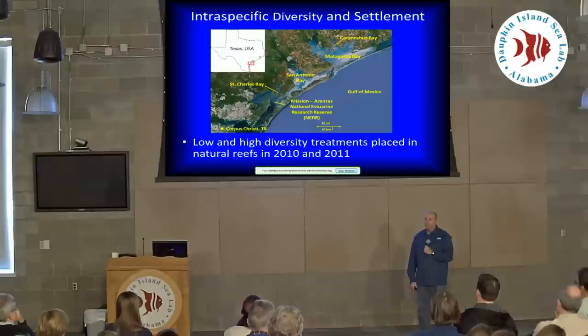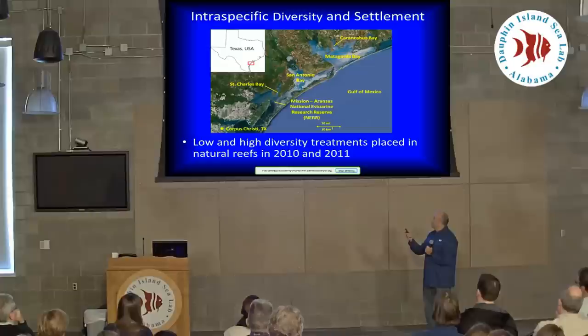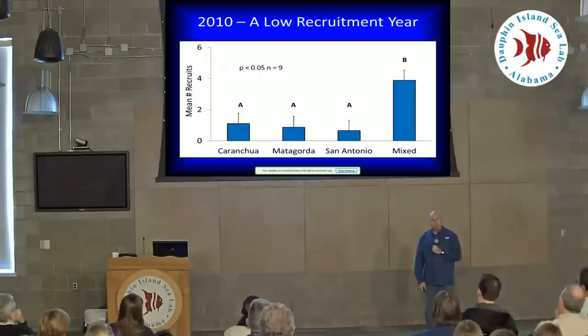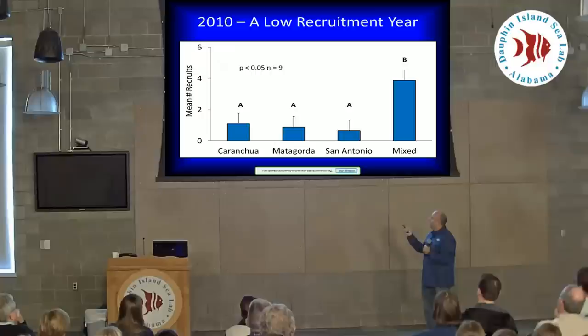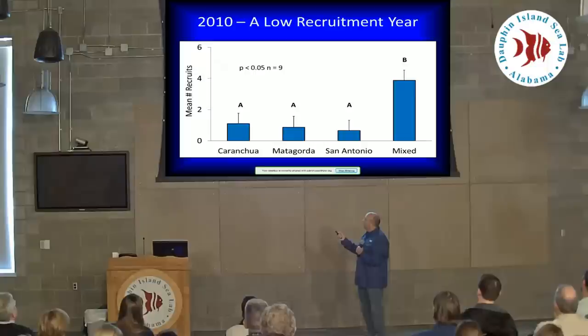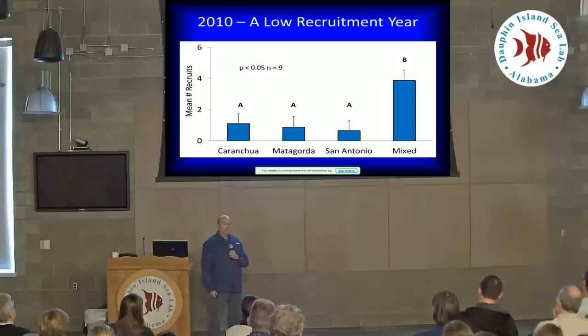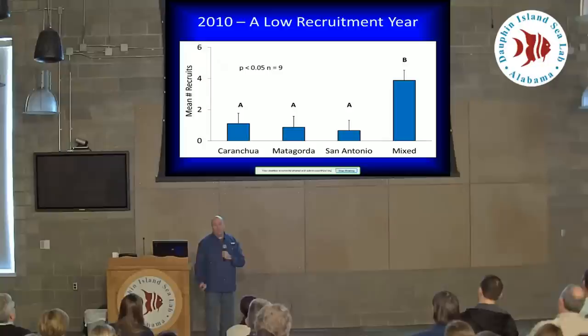But the fourth time we put it out, in 2010, we got this pattern. So we had significantly more oyster recruitment in this mixed treatment than we did in any of the single bay treatments. Now, I want you to pay attention to this axis, because in 2010, Texas was in the height of a drought, and salinity in our field site was about 40. And the oysters were really stressed. There wasn't a whole lot of recruitment going on.